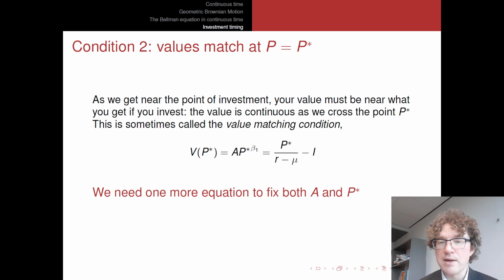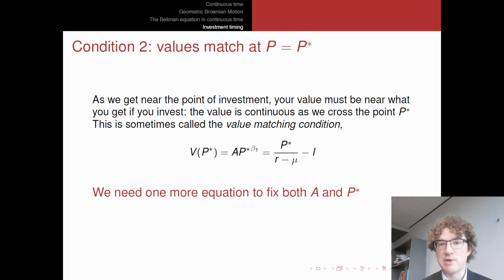We're going to do that by demanding this smooth fit. As we get near the point of investment, the value just before investing and the value just after the investment, just around this p star, must first of all be continuous as we cross this point p star. It should not matter whether you're just below or just above that point; total value should be the same. This is called value matching, and it says the value of the option at this threshold should be exactly equal to the NPV at that point, p star divided by r minus mu, minus I. So that's one condition.